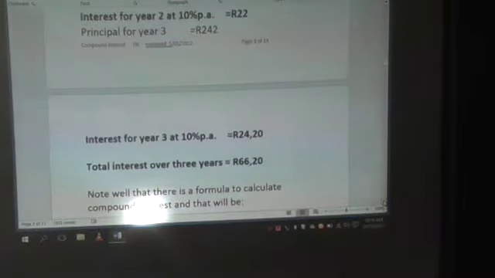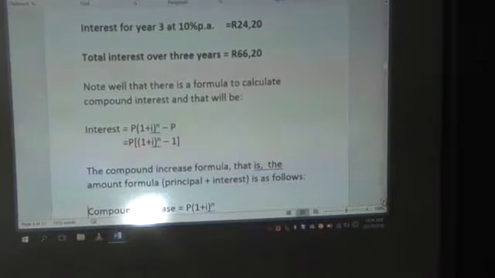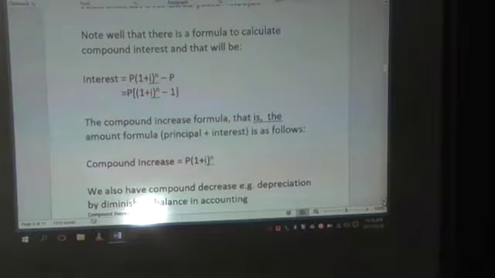Alright, so what we're going to do now is give you the formula for compound interest. So here is the formula for compound interest. I have written the formula for interest. Interest is equal to P into 1 plus i to the n minus P, where P is the principal. You can write it like that, or you can simplify the formula like this and say P into 1 plus i to the n minus 1.